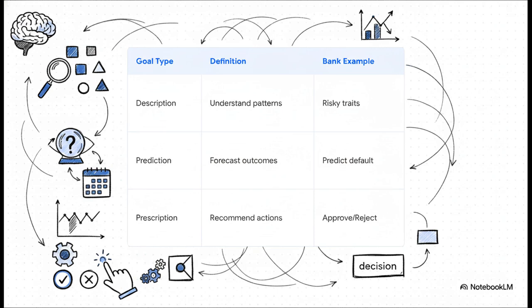Next, a prediction goal forecasts the unknown, literally predicting if a specific customer will default. But then a prescription goal takes it all the way to recommending an action, explicitly telling the software to suggest approve or reject. Knowing the difference between describing, predicting, and prescribing is absolutely key.